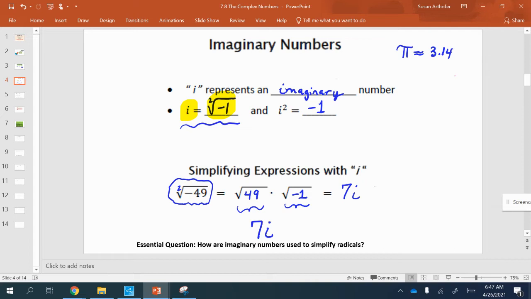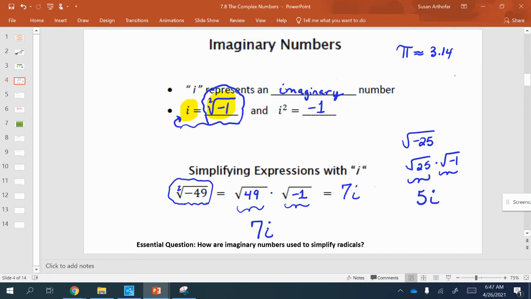So let's practice that for a minute. You can just listen for a second. What would the square root of negative 25 be? Break it up. It's going to be 25 times negative 1. Square root of 25 is worth 5. Square root of negative 1 equals i. So for this back part, out pops i, and that's the final answer, 5i.